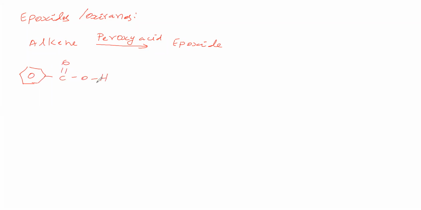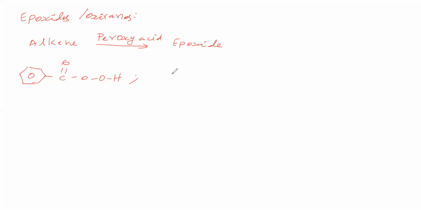Okay. Now for this case, we will take alkene. To this alkene, we are adding a peroxy acid. What we are getting is epoxide. So what is peroxy acid? That we will see. For peroxy acid we will take benzoic acid. This benzoic acid we will convert into peroxy acid. How? That we will see. This is called peroxybenzoic acid.